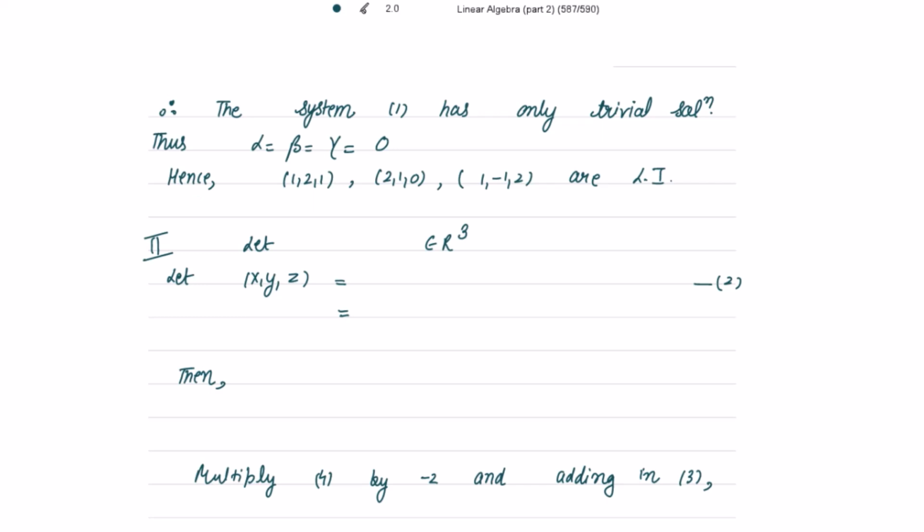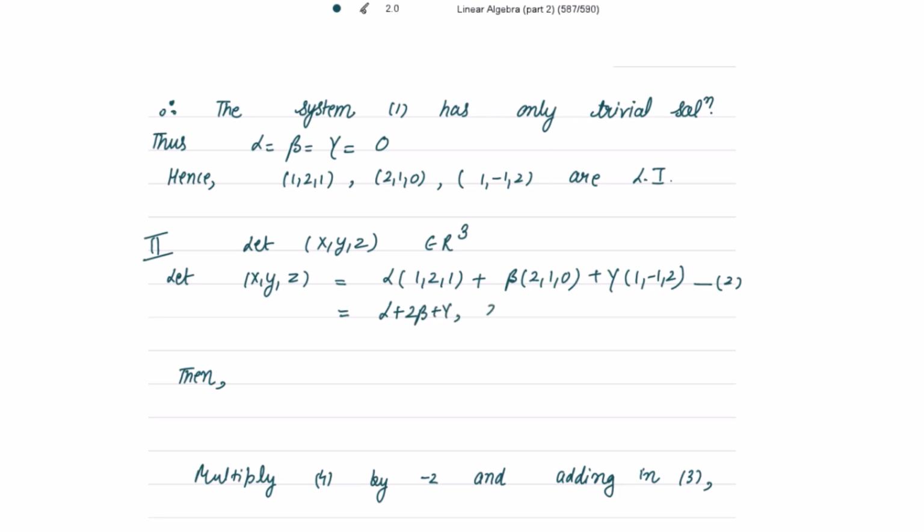Second, I have to show that every element of the given vector space is a linear combination of the given vectors. So let me take one element from R3. I take (x, y, z). I have to prove that this (x, y, z) is a linear combination of these vectors: alpha (1, 2, 1) plus beta times (2, 1, 0) plus gamma times (1, -1, 2). And I have to solve for the values of alpha, beta, gamma in terms of x, y, z, right? Okay, from here what do I get? Alpha plus 2 beta plus gamma.